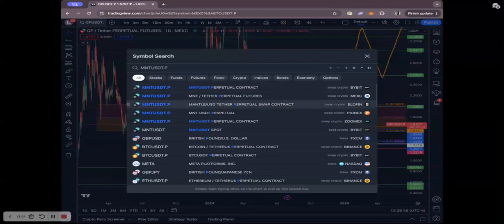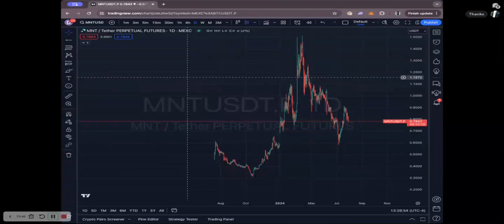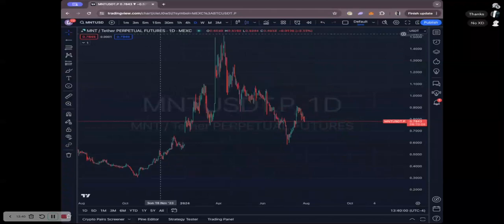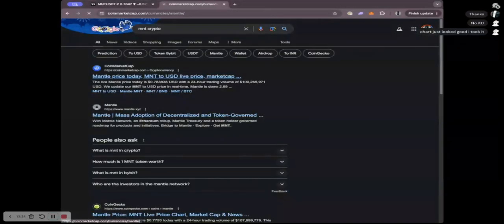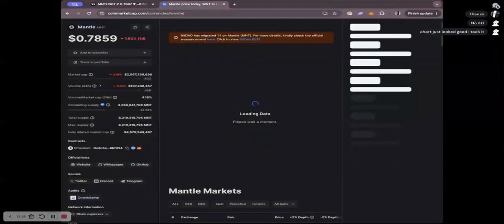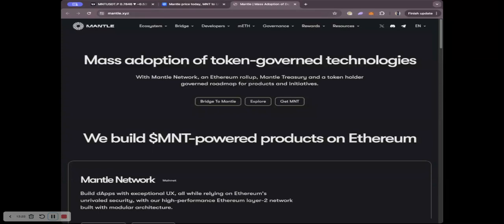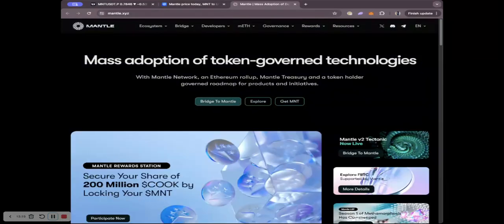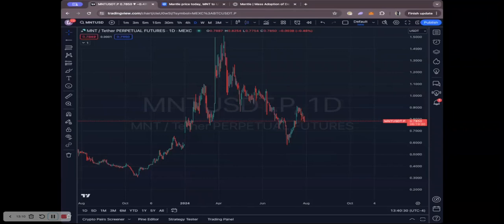MNT. I don't think I've ever seen this one before. What is MNT? Do you have an idea of what MNT is, Eska? No? Well, let's do our trusty Google search. Mantle. Okay. Interesting. I've never seen this one before. Oh, it's an Ethereum rollup. Okay. Ethereum L2 rollups are so common now.